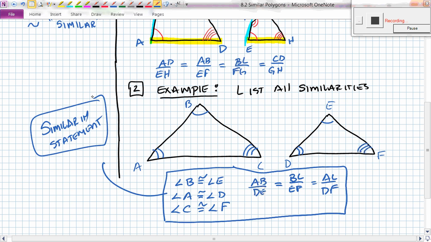So if they ask you to please construct the similarity statement, this is the thing that they want. They want a list of all of the angles and all of the sides that are similar. So now we can finally say that since all of the angles are congruent and all of the sides are in proportion, we can say triangle ABC is similar to triangle DEF.